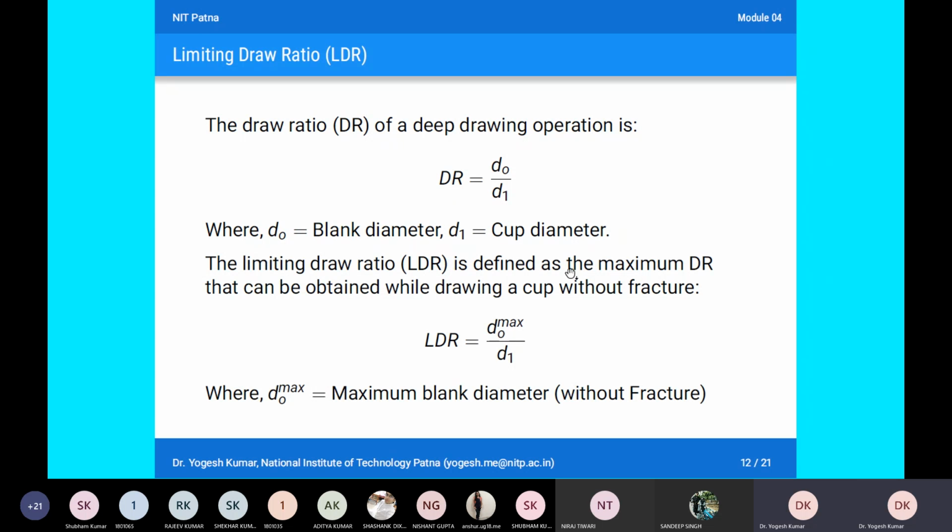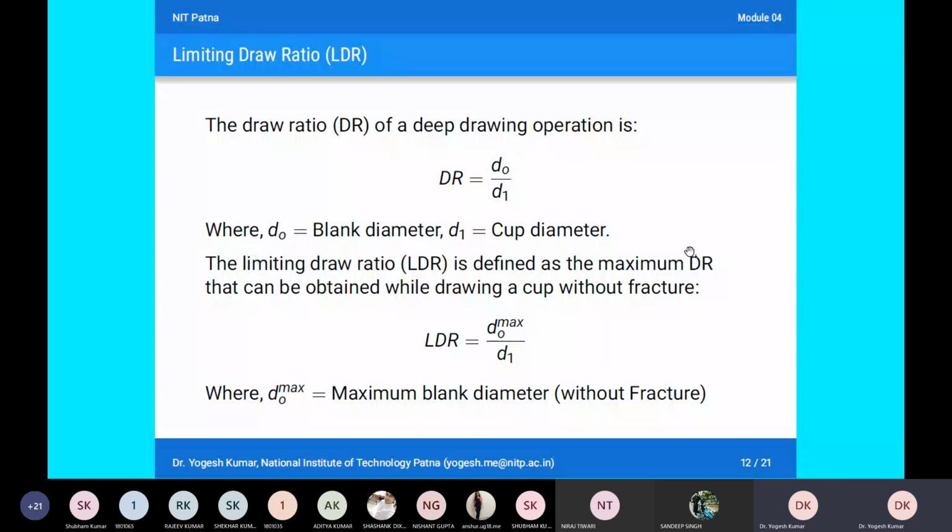Limiting draw ratio is defined as the maximum DR that can be obtained while drawing a cup without fracture. Sometimes this limiting draw ratio is a measure of your drawability in your drawing process. In an exam you may find "define drawability", then you have to define your limiting draw ratio. So what is this limiting draw ratio?